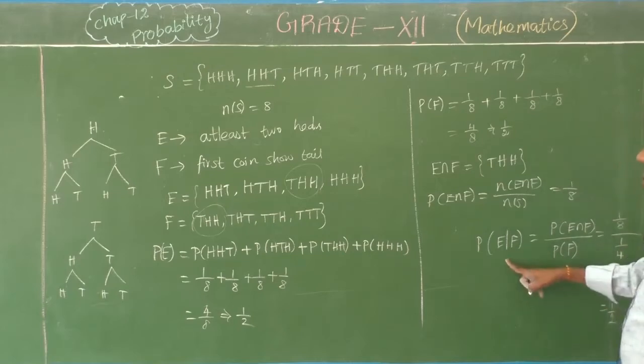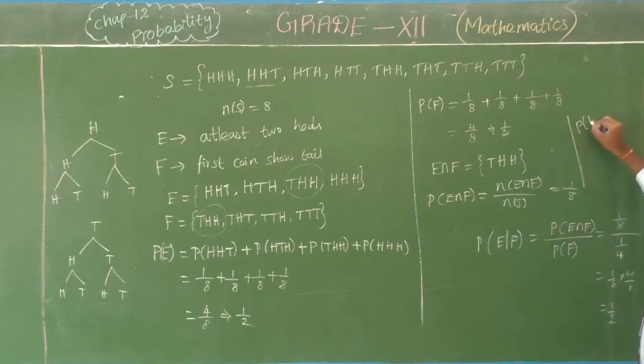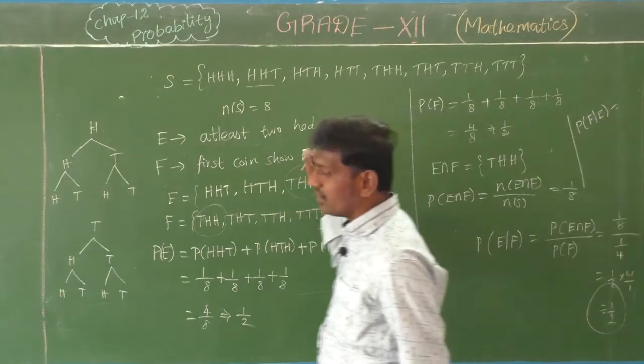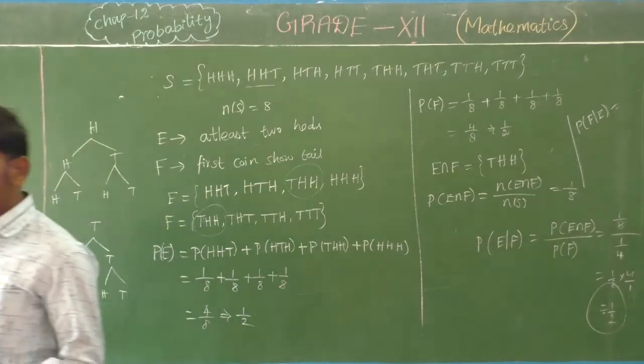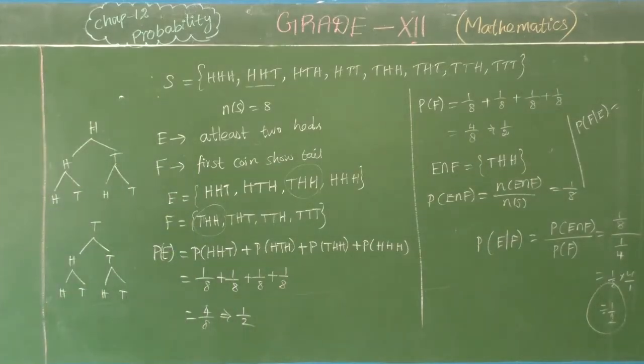Likewise, for P of F by E, we should take the same thing, 1 by 2, which is P of E non-necessary, P of F non-necessary. We are getting the same thing. Okay. Have you got it, children? Everybody having doubt in this? Okay.